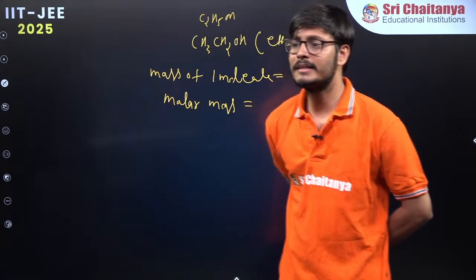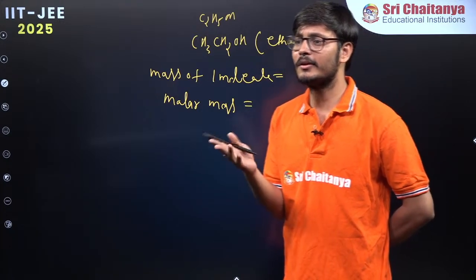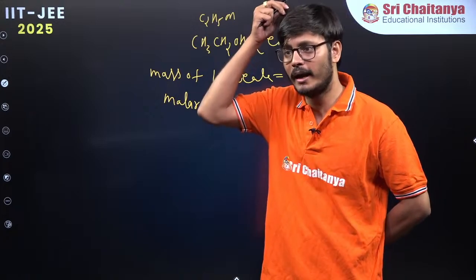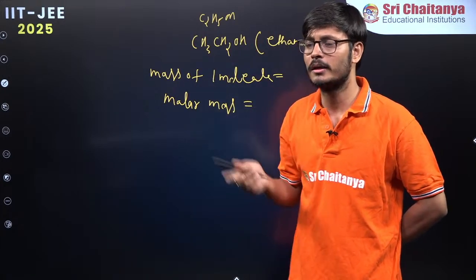With the unit, see, this is not a number, beta ji. This is not a number. 46 what? 46 what?